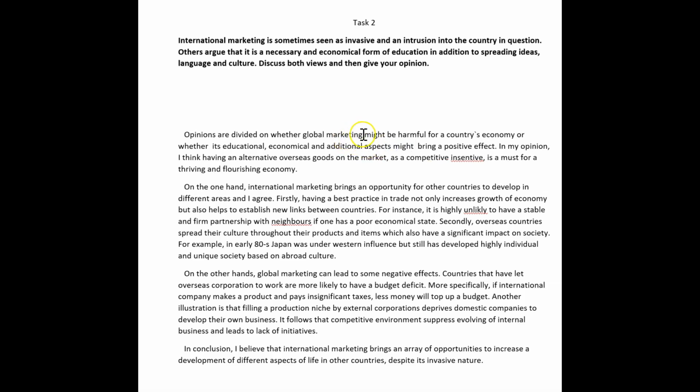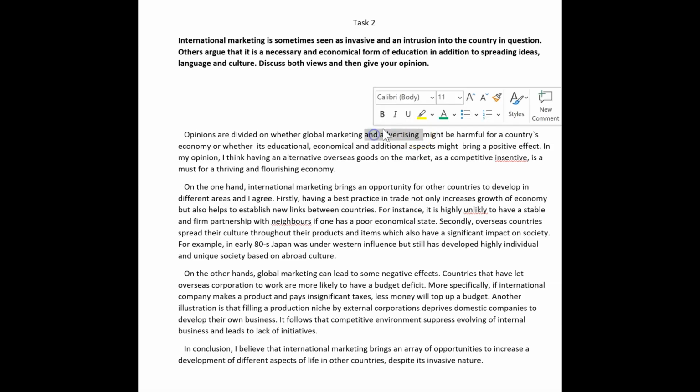Yes, I need to know you understand this question, and in the paraphrasing here, you need to show me you understand. So global marketing and advertising. This is really what we're talking about, is advertising. It might be harmful. Okay. In my opinion, I think having an alternative overseas goods on the market as a competitive incentive is a must. Okay.